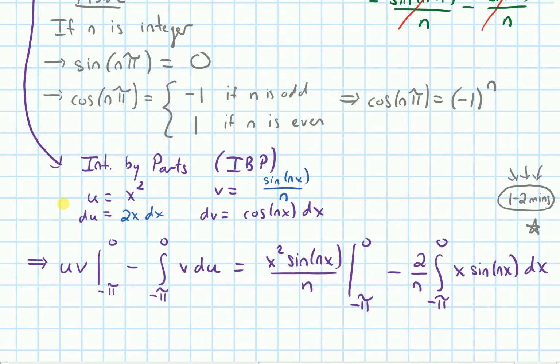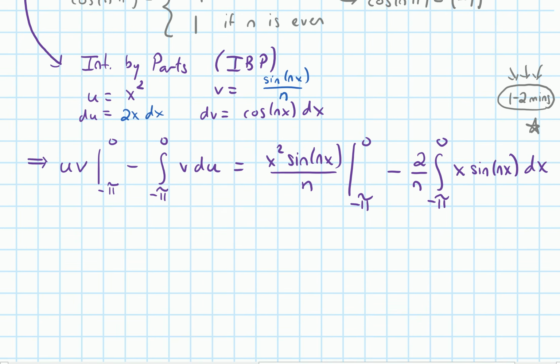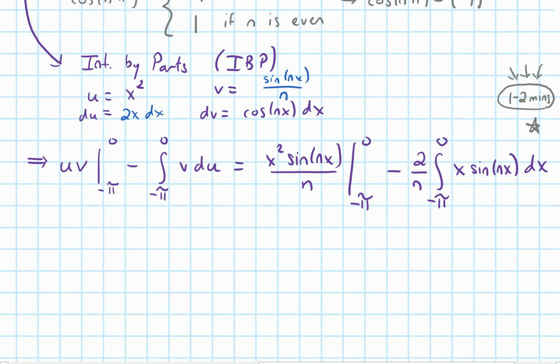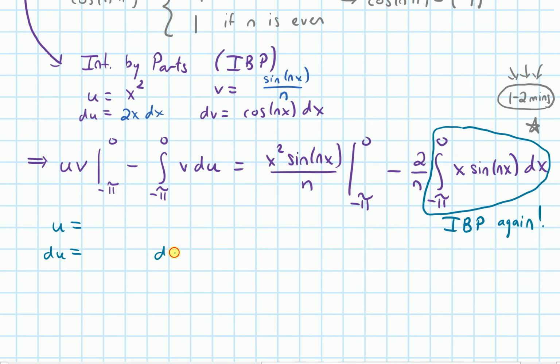All right, so how do we do this? How do we evaluate this other integral? So we actually need to use integration by parts again. So IBP, integration by parts again on this. All right, so when we do integration by parts, I need to say what u is and what dv is. And then from there, I'll get du and v.